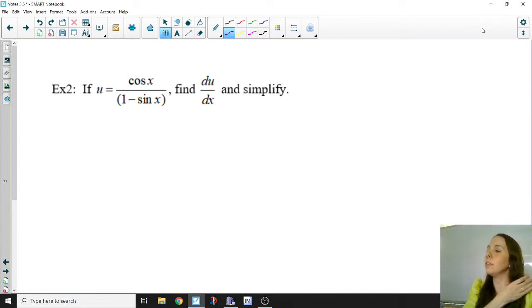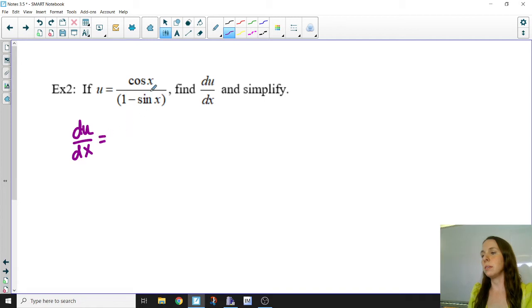All right, if u equals cosine of x over 1 minus sine x, we are to find du over dx and simplify. So we are to find the derivative of u with respect to x, the derivative of this using quotient rule, right? And then we will simplify.